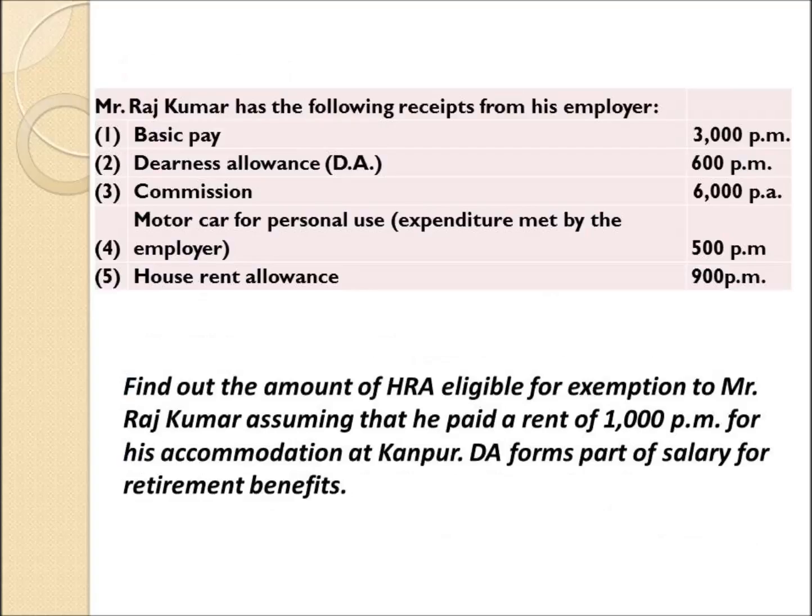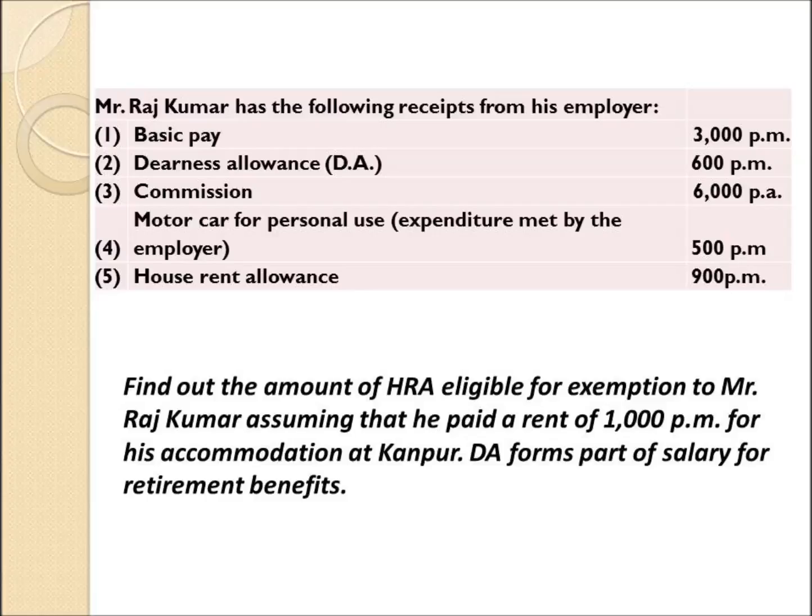Let us see one more example on the exemption of house rent allowance. It's given over here. Mr. Rajkumar has the following receipts from his employer. Number 1, basic pay 3000 per month, DA (dearness allowance) 600 per month, commission 6000 per annum, that is per year, motor car for personal use expenditure met by the employer 500 per month, and house rent allowance, that is HRA, given by the employer is 900 per month.